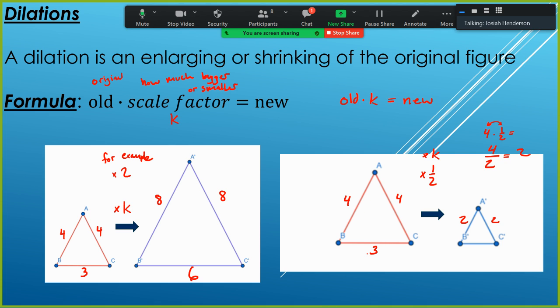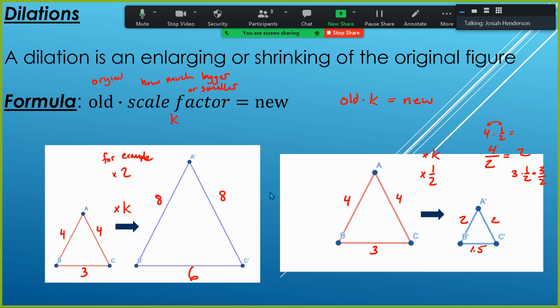And then what happens with that side of 3? 3 times a half. That's our old times scale factor. Well, this comes to 3 over 2, which doesn't divide evenly, but we can divide it and you can get a decimal. Wait, there's something in the chat. Yes, Savannah, thank you for doing the last one too. 3 divided by 2 would give you 1.5. A decimal, but it's still half of 3. So this is what we've done before with dilations. Multiplying the old times the scale factor gives us the new.